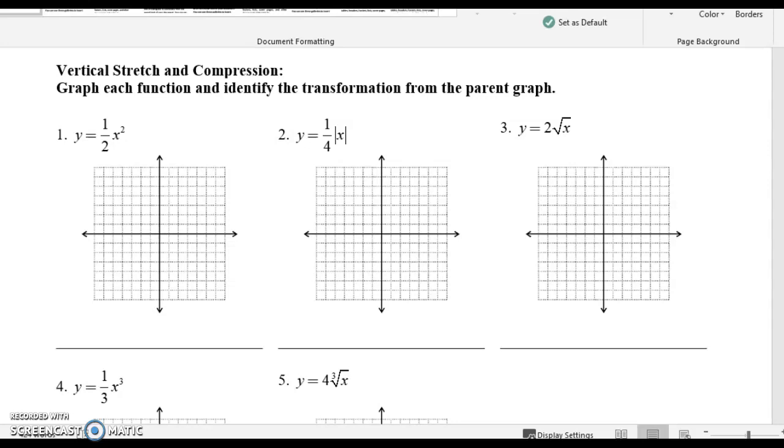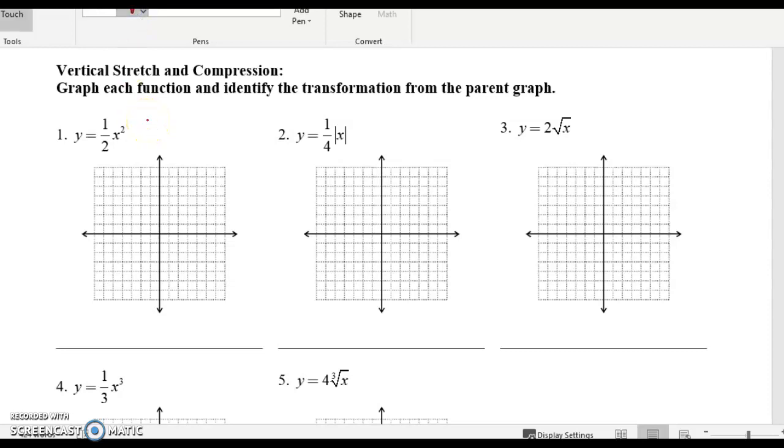Okay, here's part 2 of transformations. So now we have a vertical stretch and compression. So this graph is going to do something up and down because notice the number is on the outside. So we're going to affect this graph up and down. The key thing is, are we multiplying or are we adding and subtracting?